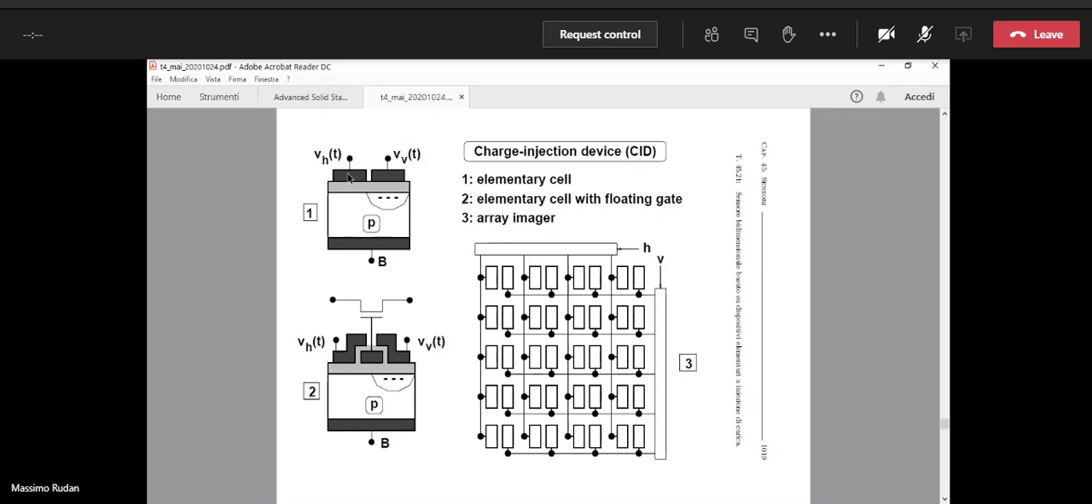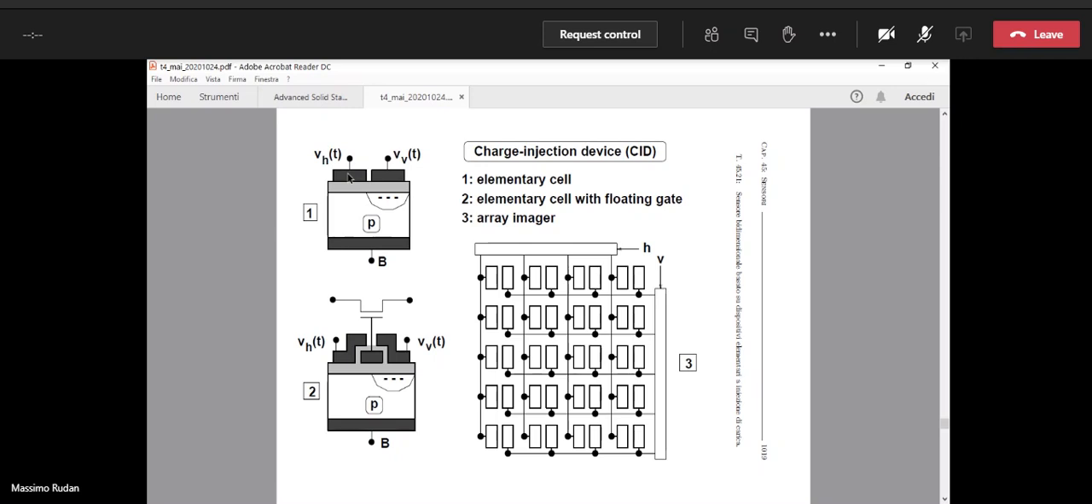Similarly, all the pixels that are in the leftmost column, apart from the first one on top, will have the right gate kept high and the left gate kept low. So they will keep the charge under the right gate. All the remaining pixels will have both gates high, so they will retain the charge.